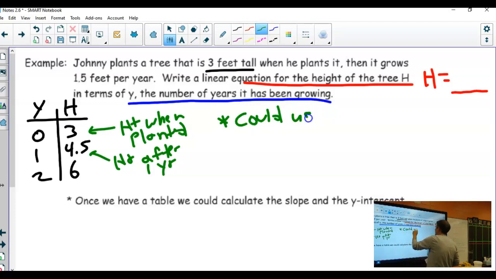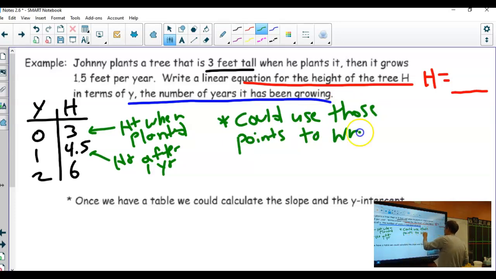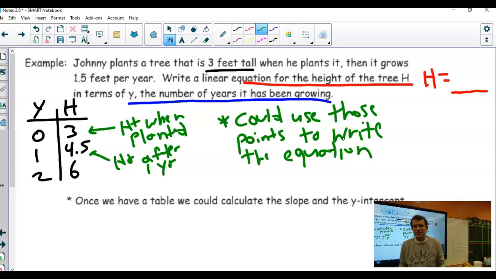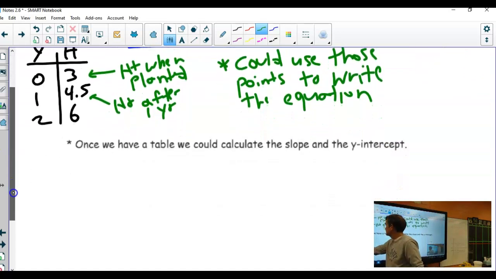Could use those points to write the equation. And we're going to do that, but what we want to do is transition probably to not having to do that when we have a story problem.